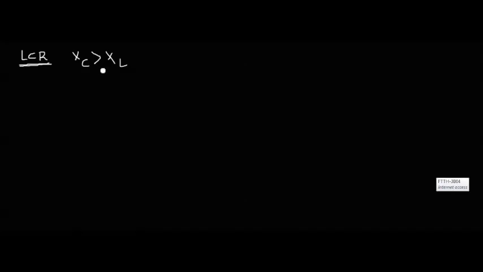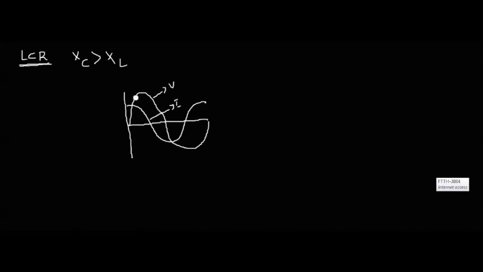Therefore, the current will be leading the source voltage. So if the question says draw the phasor diagram of a series LCR circuit with XC greater than XL, the phasor diagram will be similar to that of a capacitive circuit, in which the current leads the voltage. The current starts from maximum and the voltage starts from minimum. This is the voltage curve and this is the current curve.